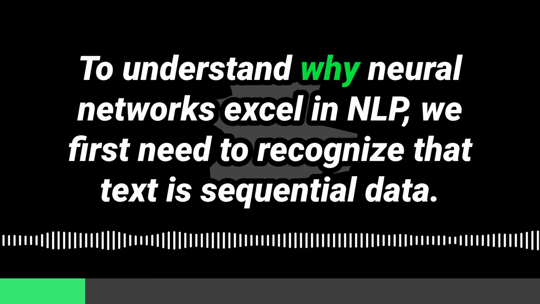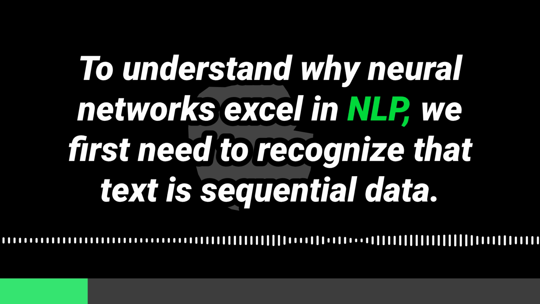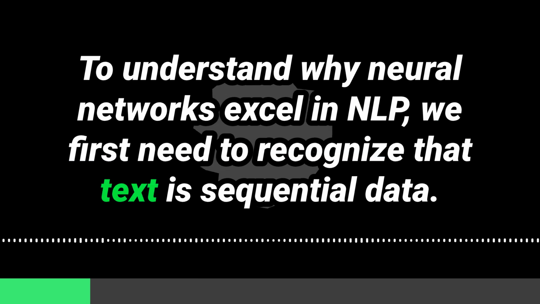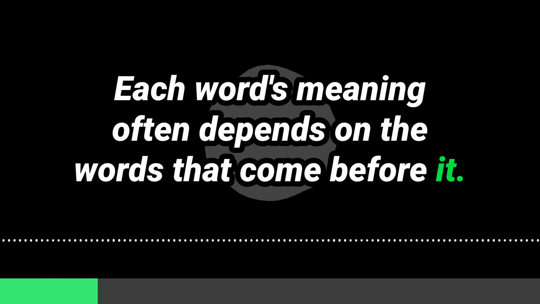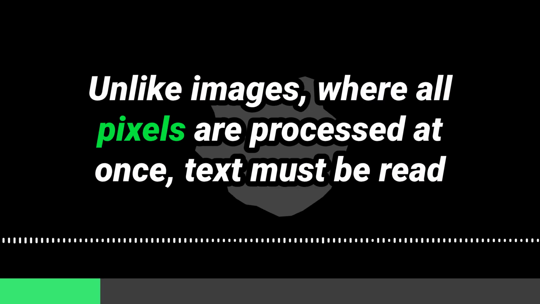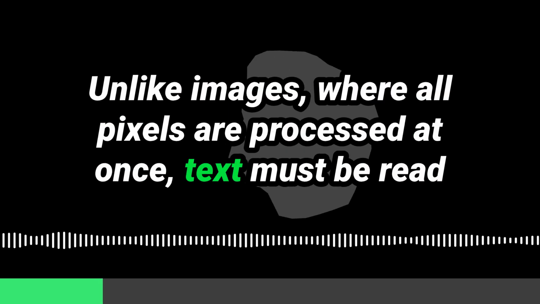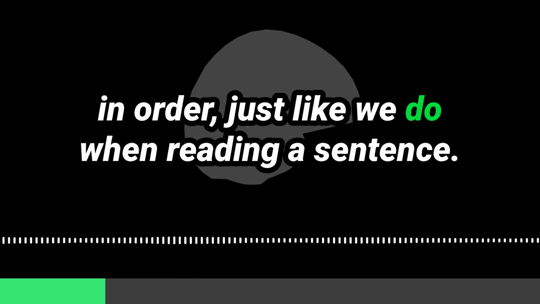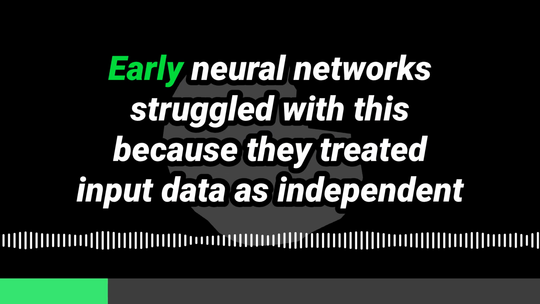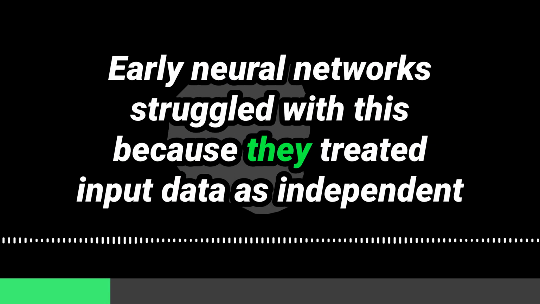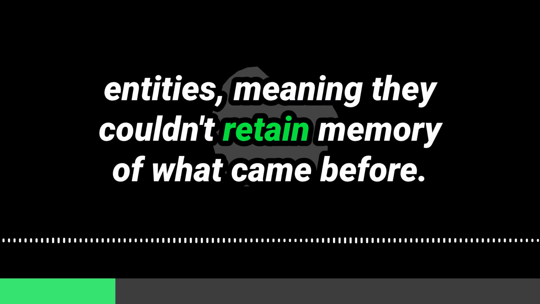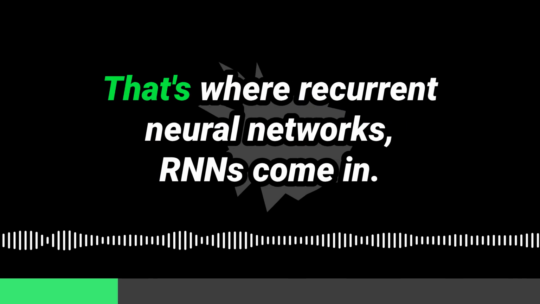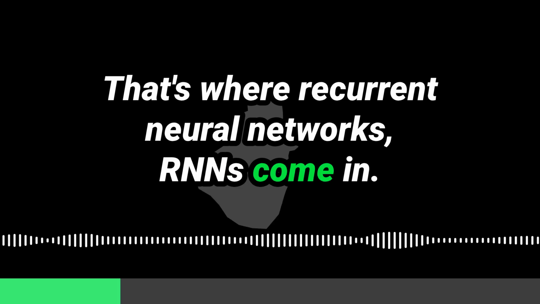To understand why neural networks excel in NLP, we first need to recognize that text is sequential data. Each word's meaning often depends on the words that come before it. Unlike images, where all pixels are processed at once, text must be read in order, just like we do when reading a sentence. Early neural networks struggled with this because they treated input data as independent entities, meaning they couldn't retain memory of what came before. That's where recurrent neural networks, RNNs, come in.